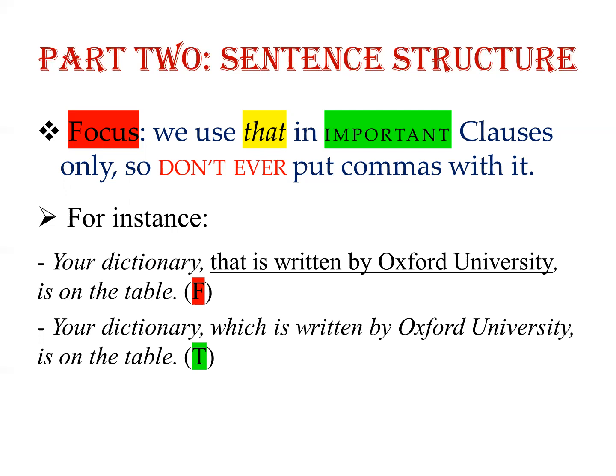So I replace "that" with "which," because "which" is used for things, and dictionary is a thing. It is not people. So I have to replace it with "which." "Your dictionary, which is written by Oxford University, is on the table." This sentence is true, but the first sentence is false, because "that" is not used with unimportant information. We only use it with important information, and for this reason I don't ever put commas with it.